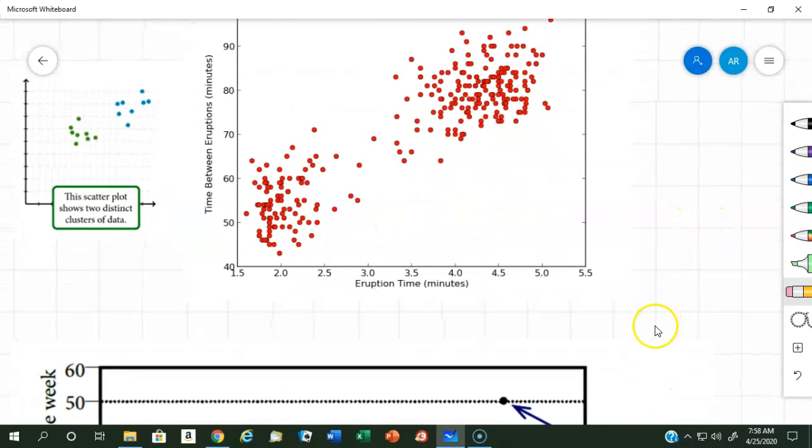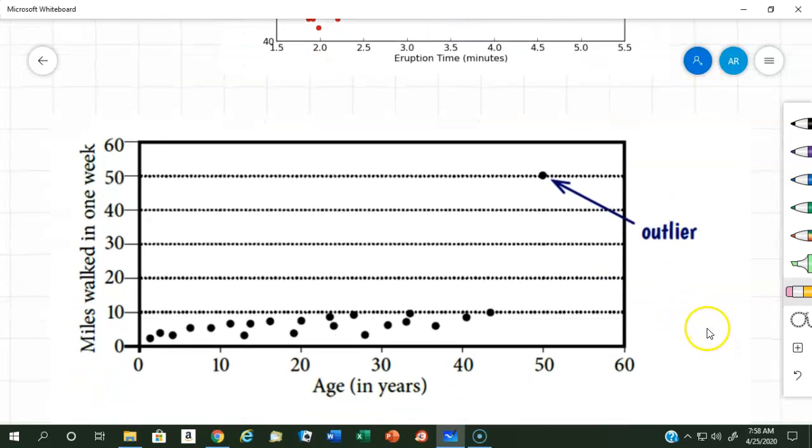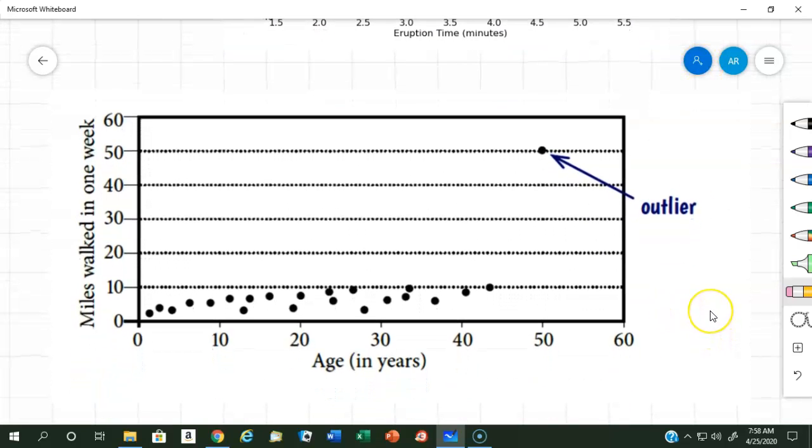There's also a concept of outliers. This particular example is about miles walked in a week versus age. And so most people do somewhere in between 0 and 10 miles, but we've got someone up here who did 50 miles in a week. Well, that's a lot of miles for walking. And so we would call that an outlier. It doesn't really fit into the data that we're looking at.